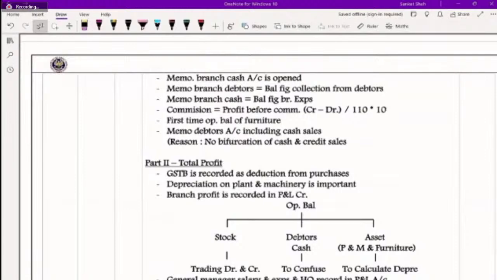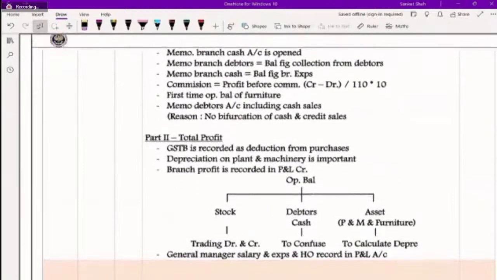Commission is a new adjustment. First time we opened furniture account, and memorandum debtors is including cash sales. No bifurcation of cash and credit sales. So you already understood this. So in this question, first time we are adding cash sales also in the debtors account. Part 2 is total profit.